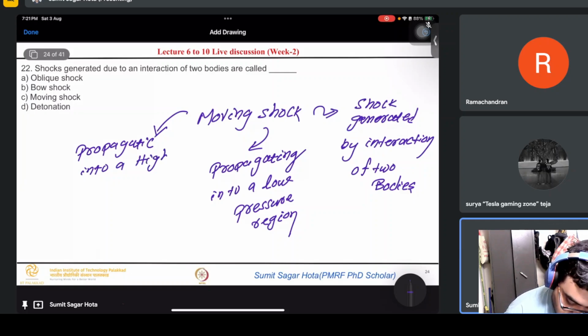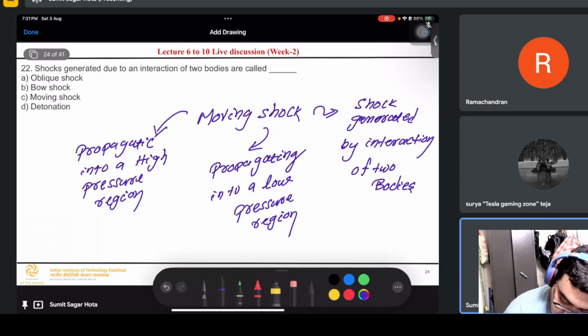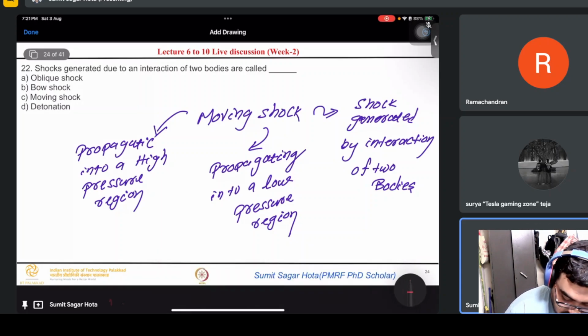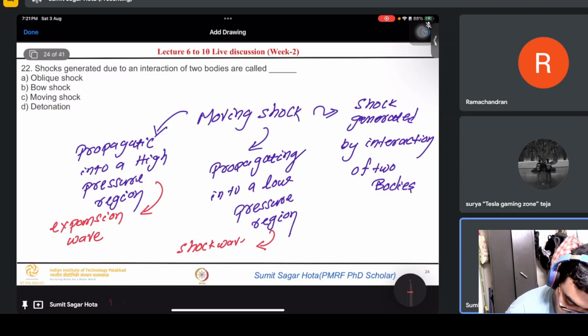High pressure region. So when it propagates into the high pressure region, it is called what? Expansion wave. And when it propagates into the low pressure region, it's called a shock wave. So you should remember these two things, as this can be asked as a question also.